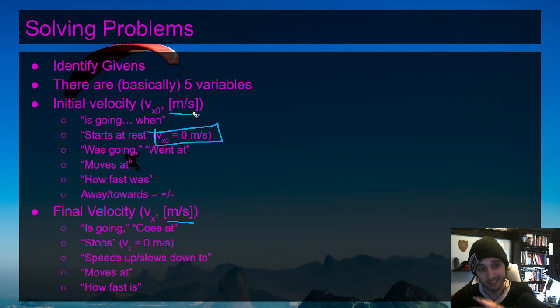For final velocity, also going to be meters per second, that one's probably going to be either present tense, if there's a past tense piece and then there's a present tense, whichever of those two is in the future, that one is your final velocity.